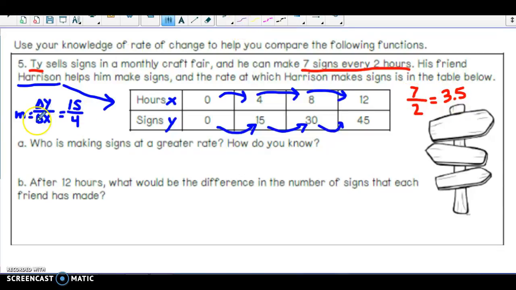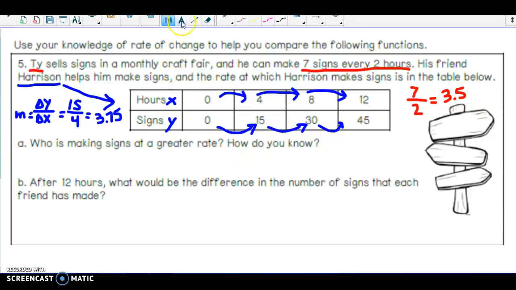And if we go back to Harrison's information, we have to take 15 and divide by 4. When you take 15 and divide by 4, you get 3.75. This means Harrison can make 3.75 signs every hour versus what Ty can make, 3.5 signs every hour.